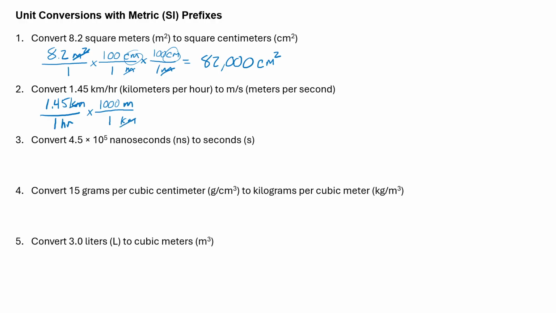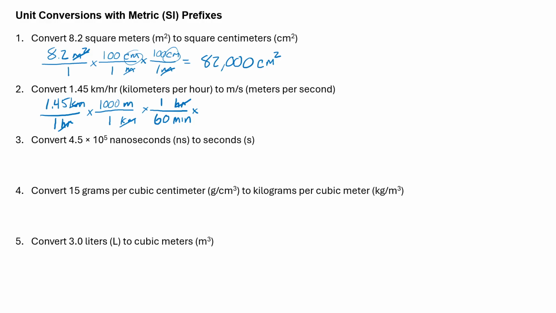If I stopped there, I would have meters per hour. I don't want meters per hour, I want meters per second. So now, how do I get rid of hours? Well, since hours is on the bottom, I want to put hours on the top to cancel it out. And I want to get to seconds, but I don't know how many seconds are in an hour, but I do know how many minutes are in an hour. I know that 1 hour is the same thing as 60 minutes. Now hours is on the bottom, hours is on the top, hours cancels out, that's great.